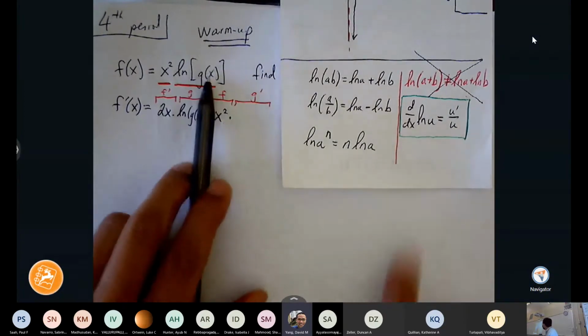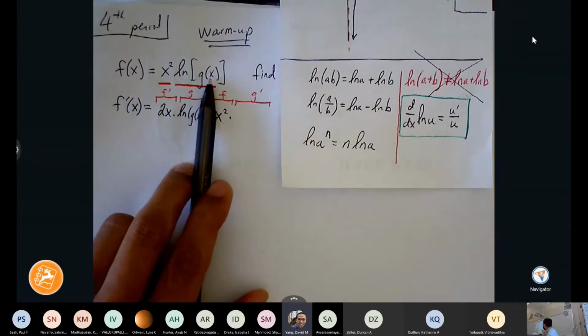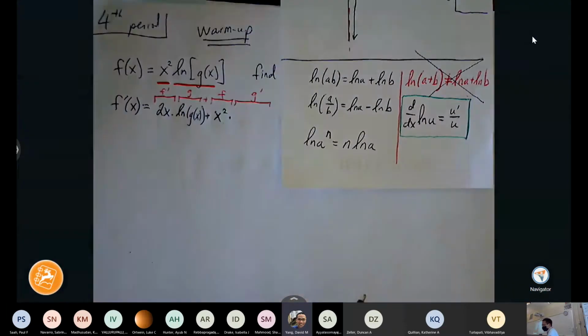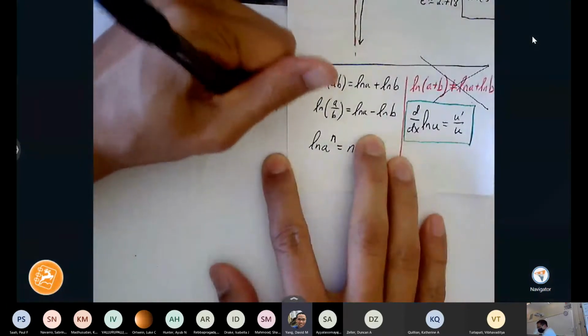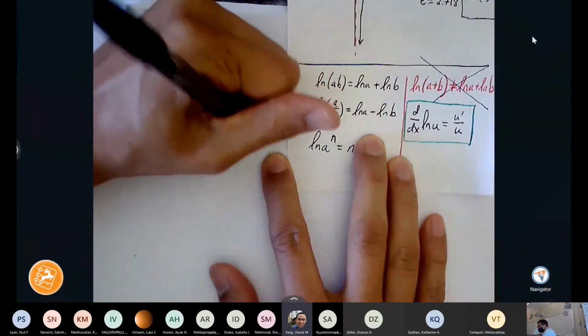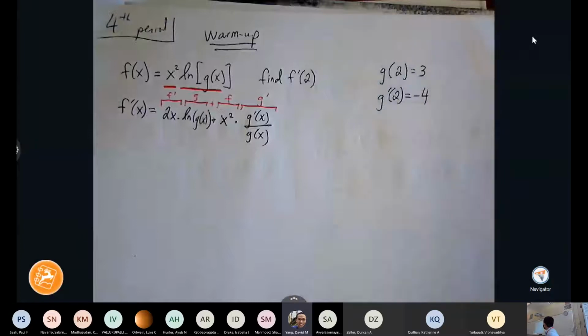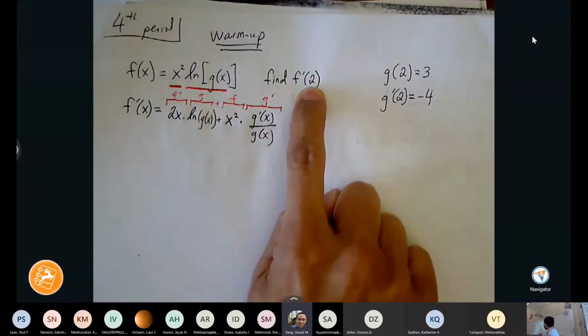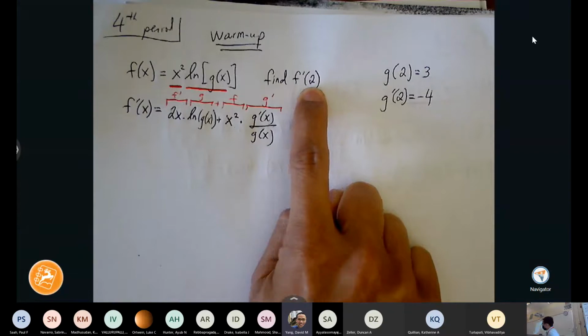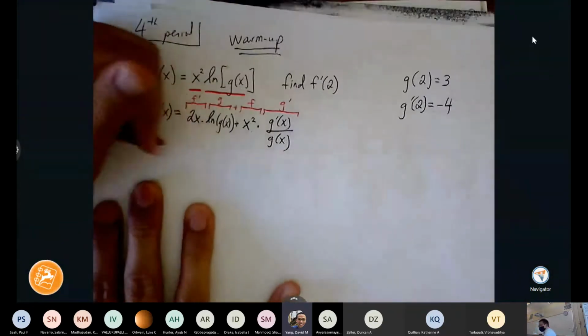We can't find the derivative from a numerical perspective of g of x, so the best we can do is leave it in function notation and just call it g prime. So g prime over g. Okay, so that's our derivative. Now we can move on to giving it a specific value. Replace every x with 2.